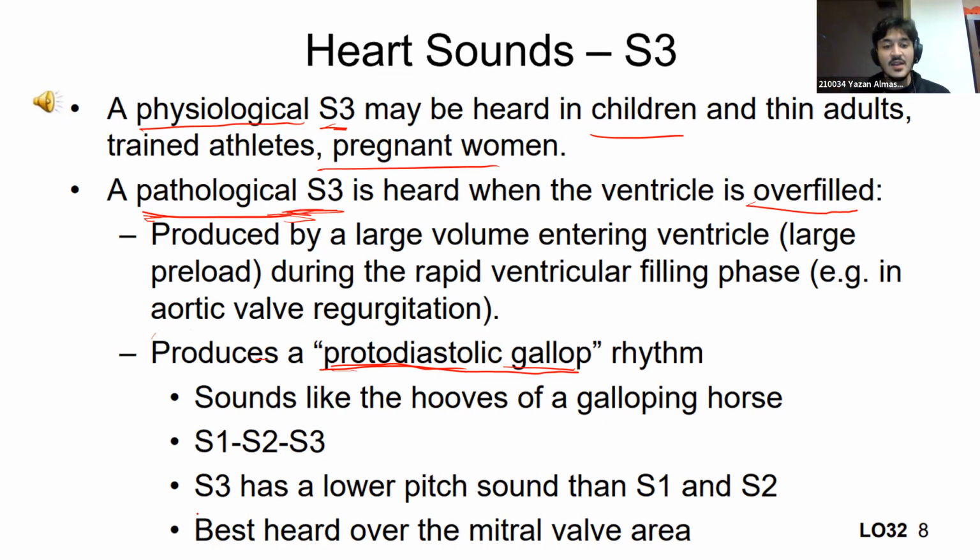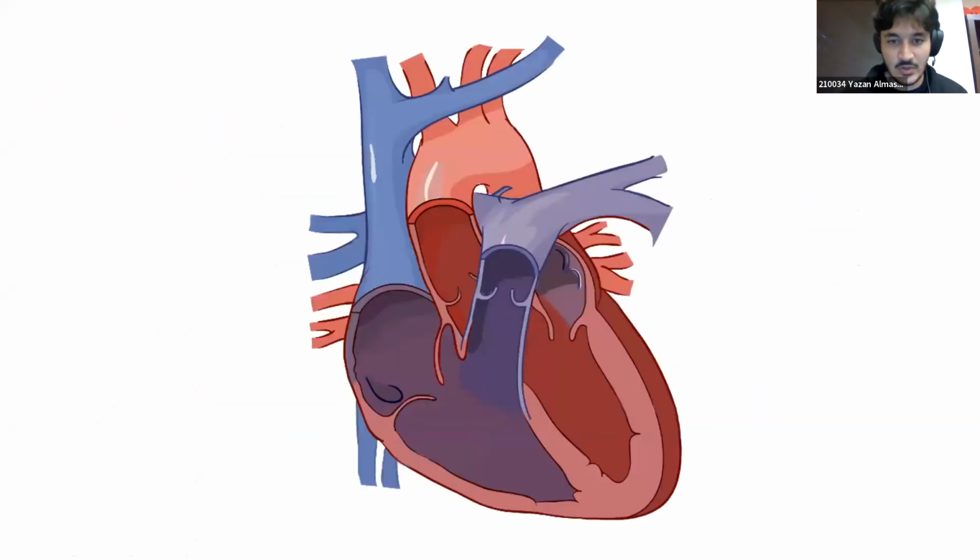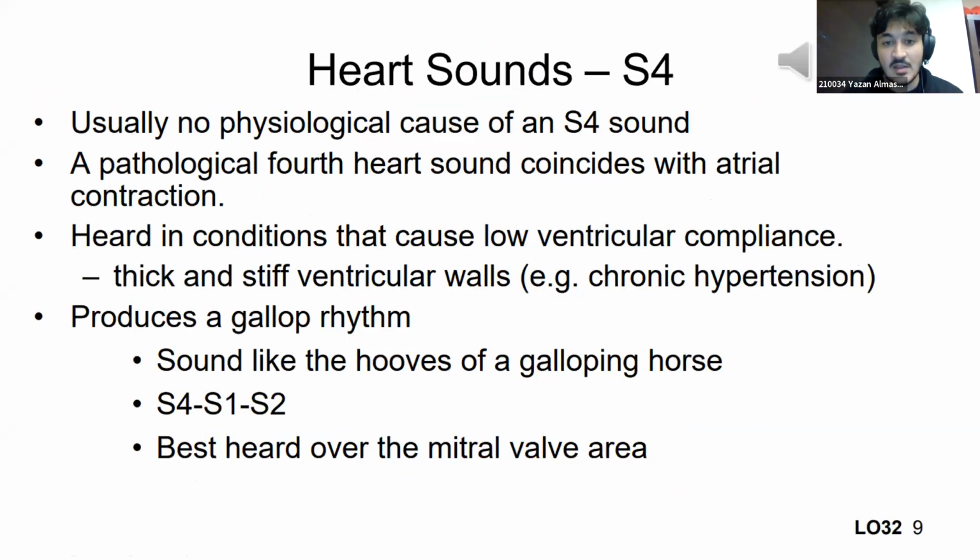So that's what it's saying. It has lower pitch and sound than S1. You don't need to know that. And lastly, the last point, it's heard best over the mitral valve area. Why? We don't know. We just know it's heard best around that area. Just know that both S3 and S4 are heard over the mitral valve area. Anyways, let's move on to S4. You guys understand S4? Why does it happen? Did you understand when I talked about the atrial contraction?